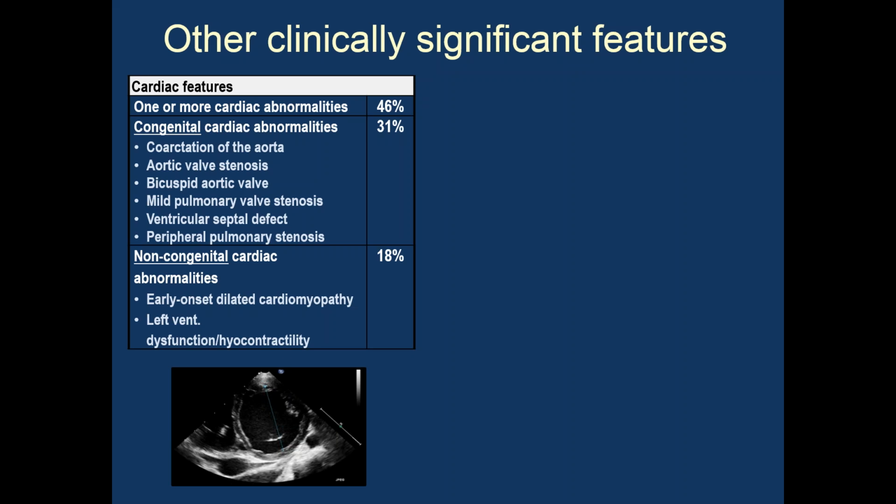Some of them were severe and needed surgery. Some of them resolved over time. And in terms of non-congenital cardiac abnormalities, we included things like early onset dilated cardiomyopathy and left ventricular dysfunctions or hypercontractility. That just means that the big left ventricle that's responsible for pumping blood out to the rest of the body wasn't contracting in the normal way. And just under 20% of cases at the time we did this study had that as a feature.